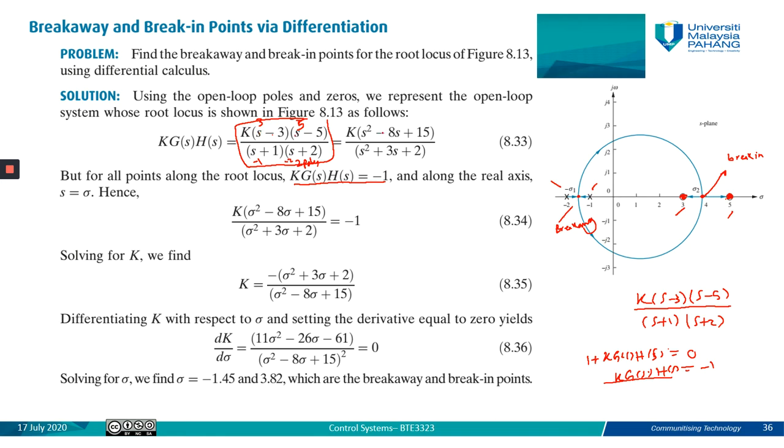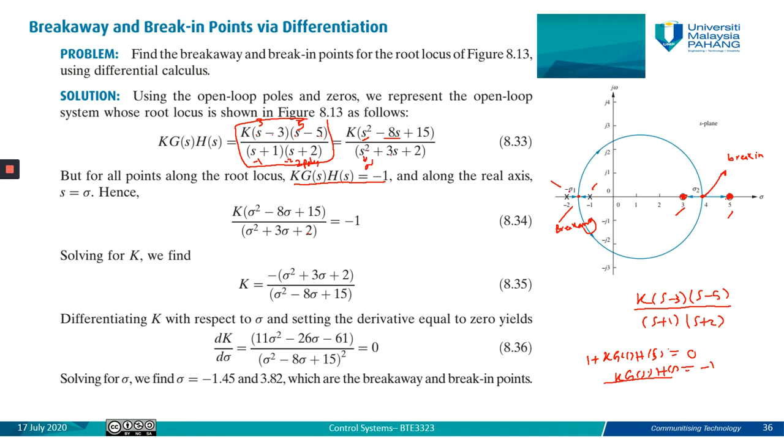So s times s will give you s squared, s times -5 will give you -5s, -3 times s will be -3s, so the total is -8s. -3 times -5 will be +15, and the denominator when we open it becomes s squared + 3s + 2. So we just open it in the form of a polynomial, not in the form of the roots. So the equation becomes K (σ² - 8σ + 15) over (σ² + 3σ + 2). We just replace s here by sigma.